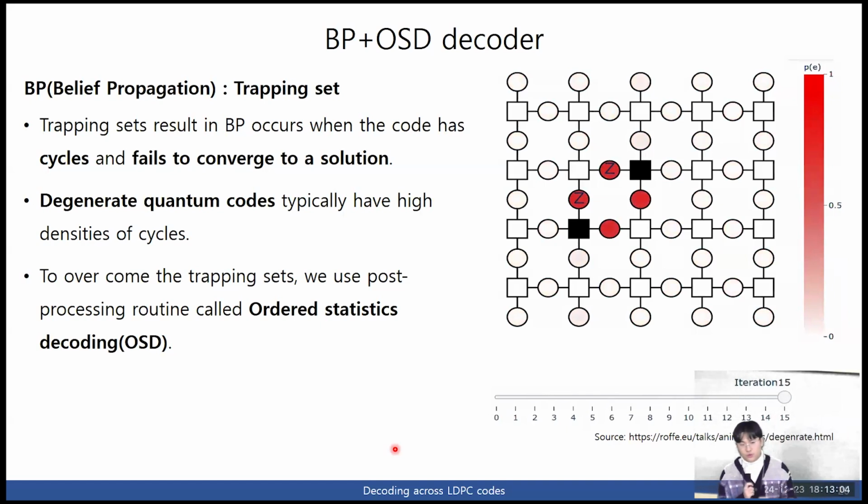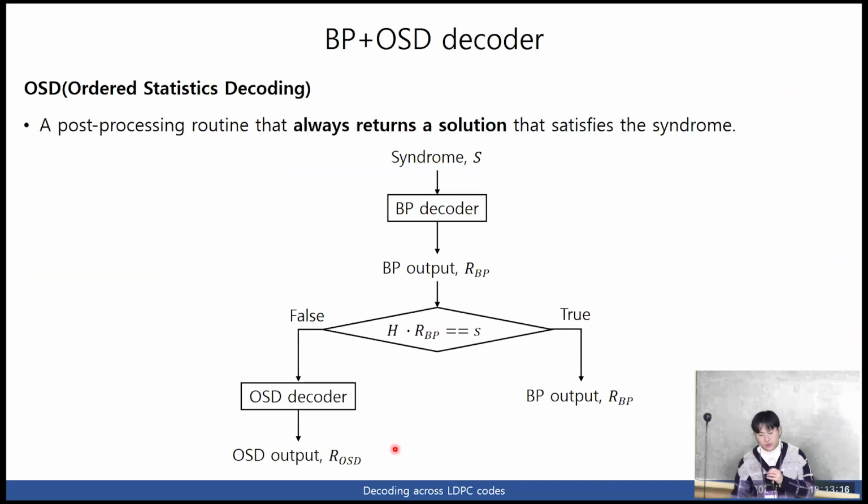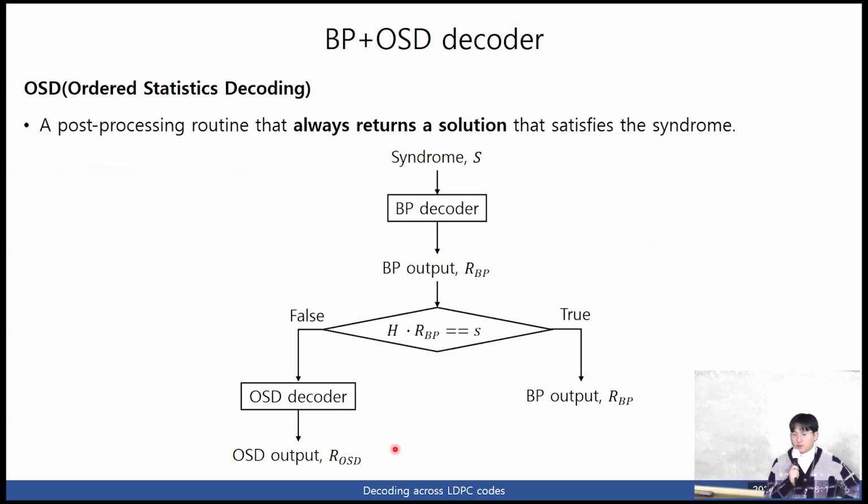So for QLDPC codes, we need a post-processing method called ordered statistics decoding, OSD for short. OSD is a post-processing routine that always returns a solution. This is the overall process. We input the syndrome and we have a BP output. If the BP output is valid, we just use it. But if not, we use OSD to get a right solution.